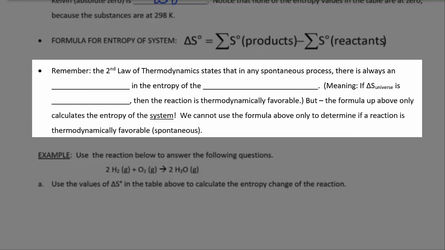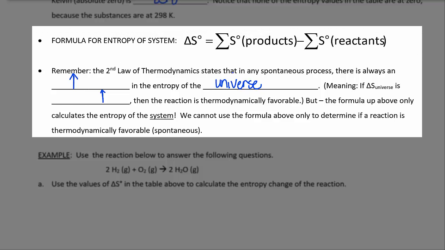The second law of thermodynamics states that in any spontaneous process, there is always an increase in the entropy of the universe. If the delta S of the universe is increasing, then the reaction is thermodynamically favorable. But the formula up above, right here, only calculates the entropy of the system, not of the universe. So we cannot use just this formula to determine if a reaction is thermodynamically favorable. We have to use more.